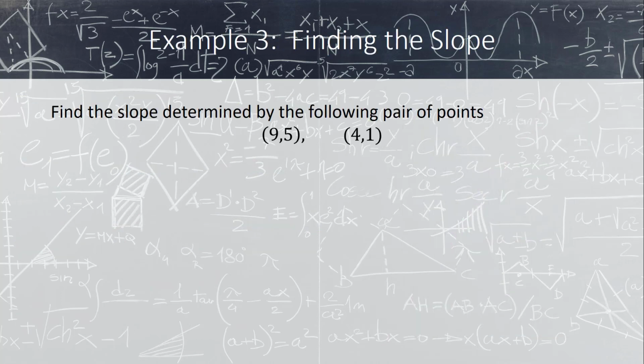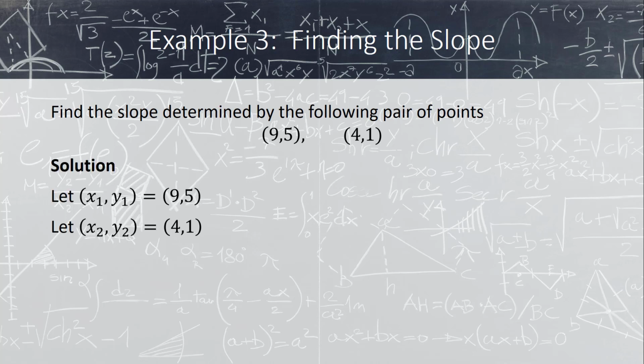Okay, this moves on to example 3, which is finding the slope of a line. So here we need to find the slope determined by these two points, (9, 5) and (4, 1). Okay, so in this particular case, there are actually 2 ways to do this, and here's the first way. Let's suppose we just have (x1, y1) be (9, 5) and (x2, y2) be (4, 1).